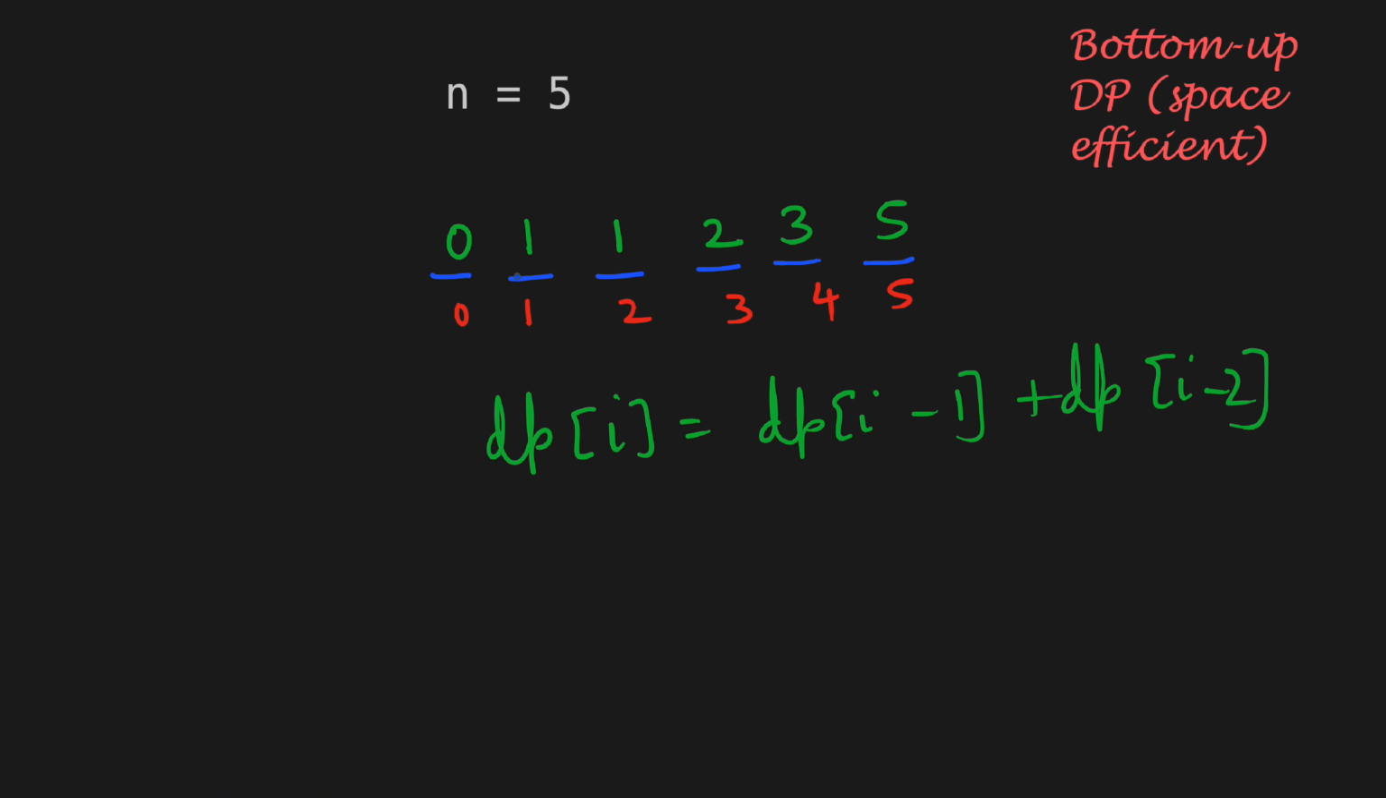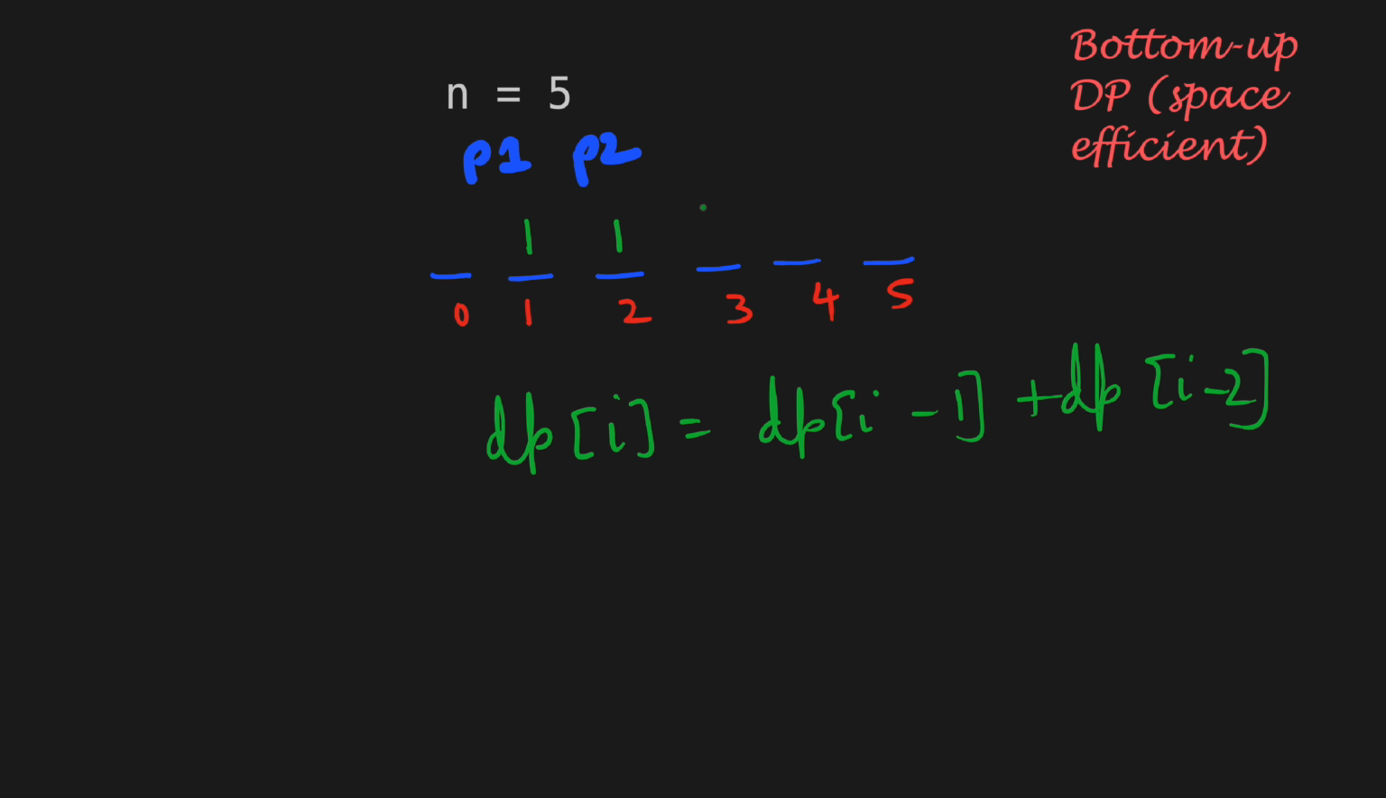For calculating any Fibonacci number, we only need two previous values rather than storing the entire sequence. For example, to compute f of 2, we simply need to sum up 0 and 1. Similarly, to compute f of 3, we need to sum up 1 and 1, which is equal to 2. So at this point, to calculate f of 3, we don't need f of 0 anymore. So we can discard it and save space by just maintaining two variables to store the last two values. Let's call them previous 1 and previous 2.